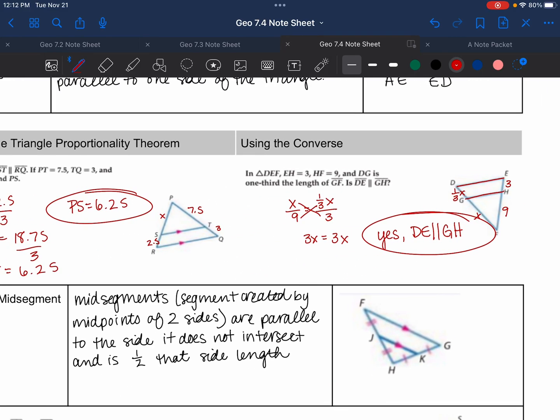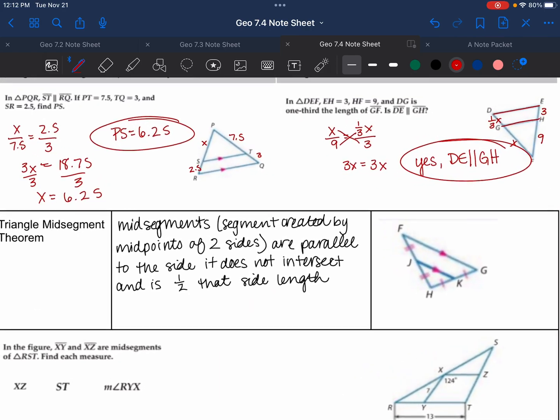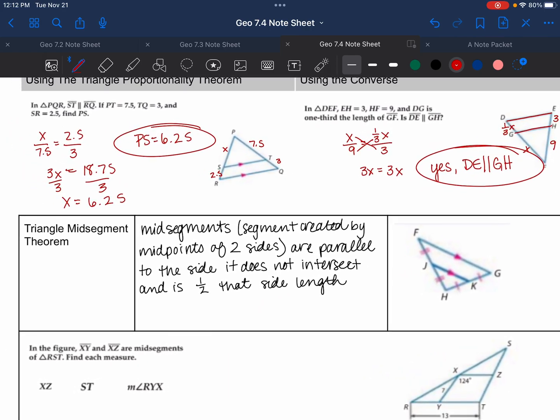All right, moving on. Triangle midsegment theorem. A midsegment is the segment created by the midpoints of two sides. So JK is the midsegment. It's created by the midpoints of FH and GH being connected. Midsegments are parallel to the side they do not intersect. So JK is parallel to FG and is half of that side length. So if FG was 10, JK is half of 10, which is 5.